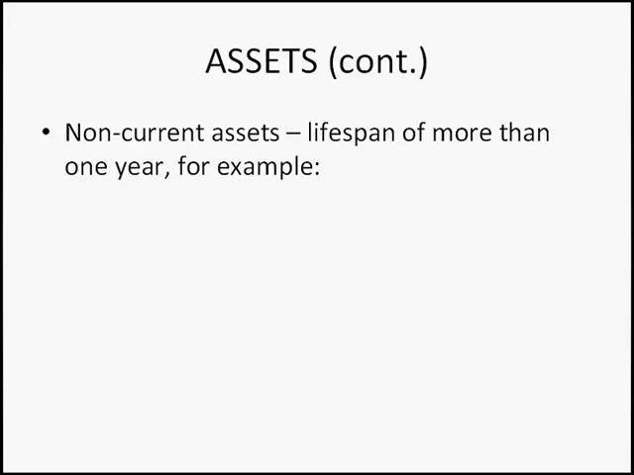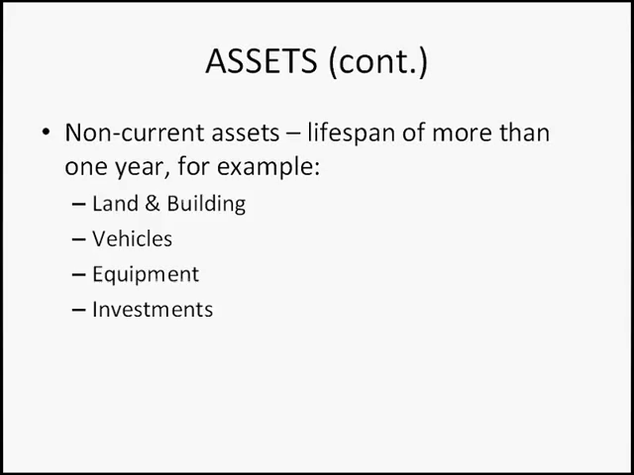Okay, in the case of the business, examples of this would be land and buildings, vehicles, equipment, and any investments that they make on which they can earn interest. Normally investments are made for a period of 1 year or longer, and that's why they are seen as fixed or non-current assets.